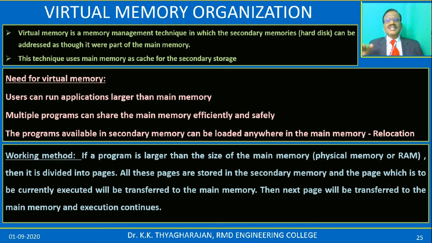Then the next page is transferred to the main memory and execution continues. All the pages may not be directly stored in the main memory because the program is large. So the program is transferred part by part and executed. The virtual memory organization method helps the main memory act as a cache for a big program.